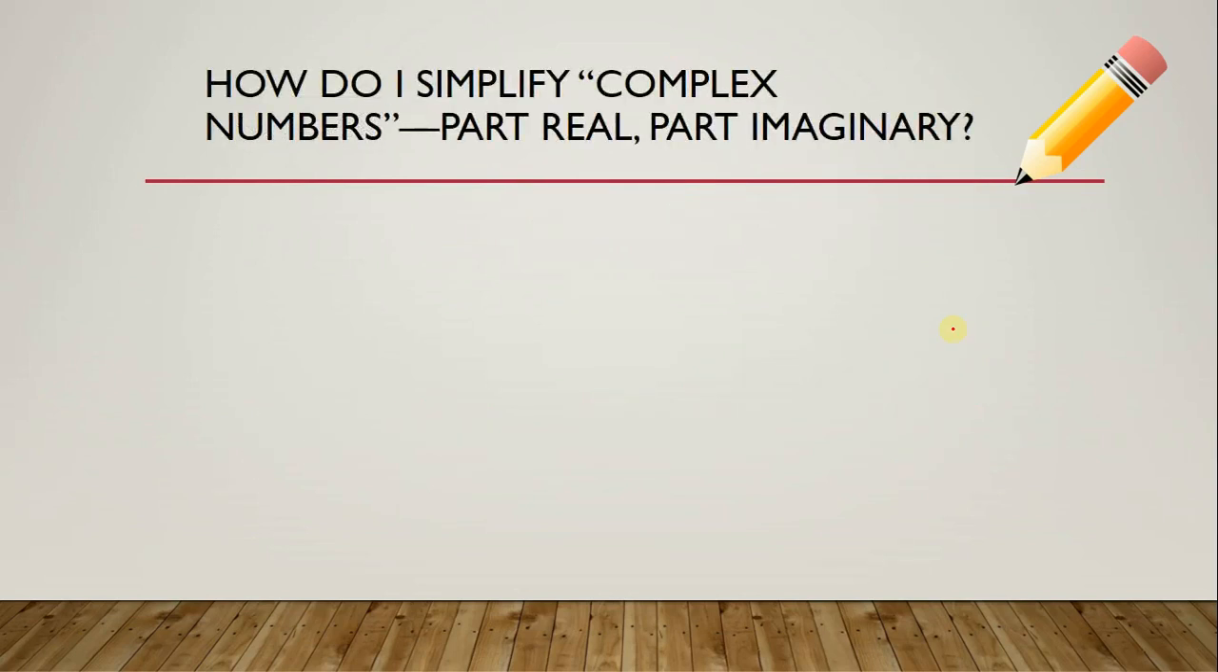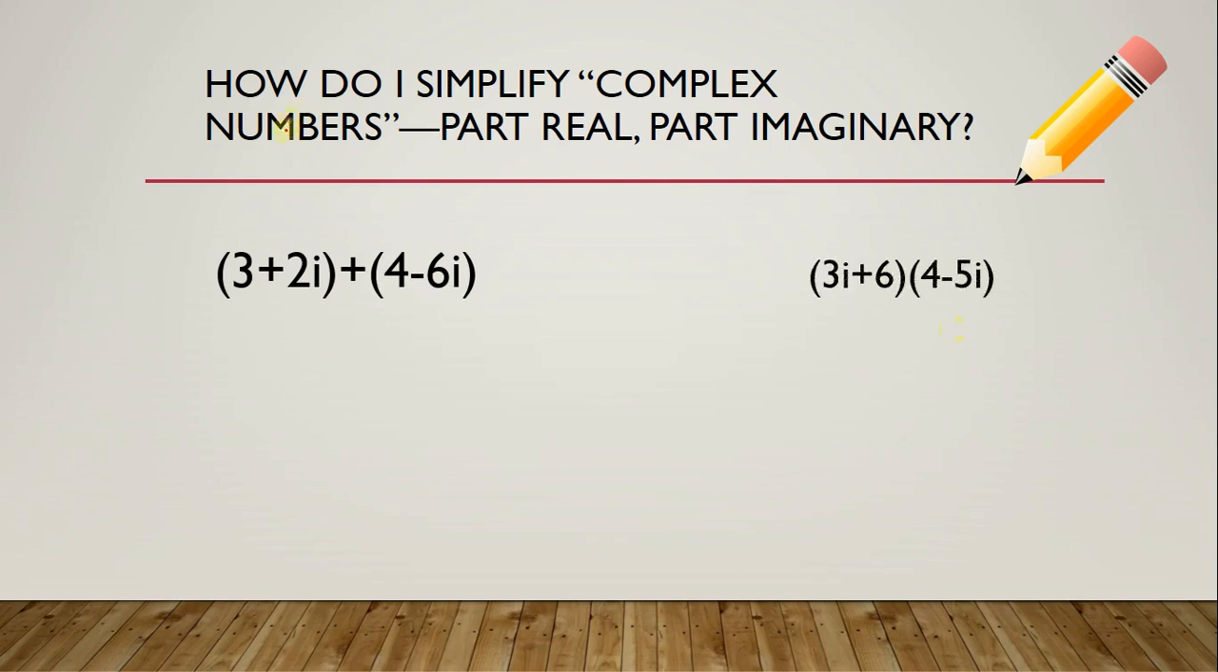Now, how do you simplify complex numbers, aka having real and imaginary in the same problem? Well, we got a couple of examples here. We have first just addition and then one of multiplication. Addition is the simplest problem ever. All you do is you add reals to each other and you add the imaginaries together.